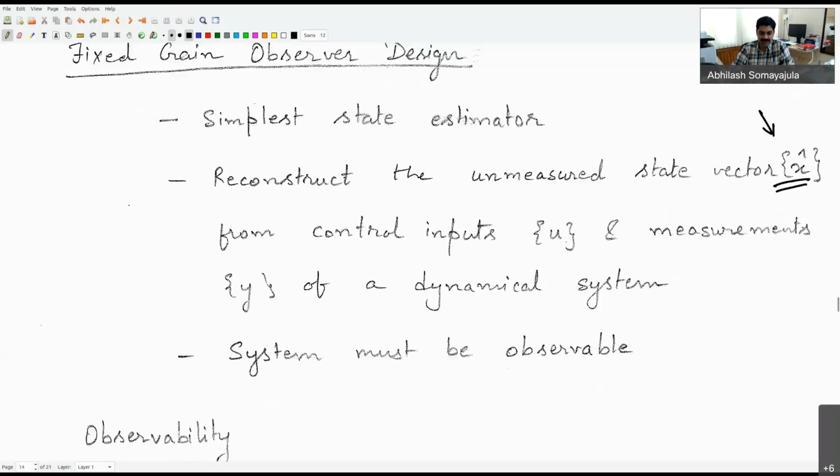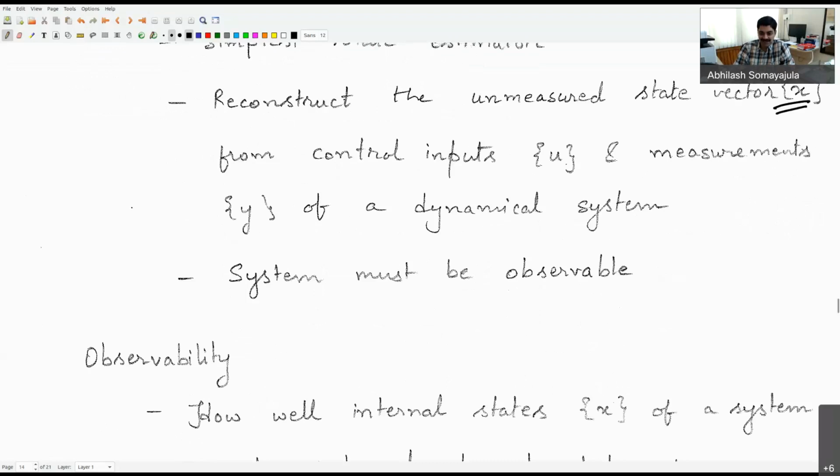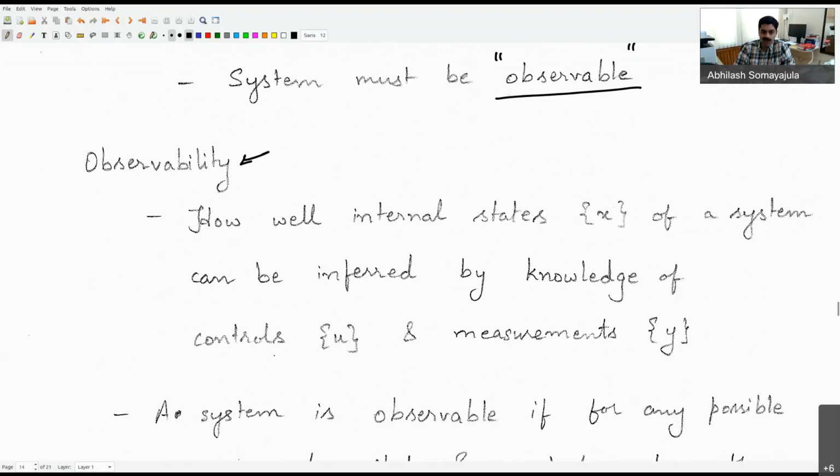So we'll try to formalize this idea of when a system is observable. And this property is defined as observability. So the idea is simply how well the internal states X of a system can be inferred by only using the control inputs as well as the measurement outputs which I'm getting from the system within a finite time. Within a finite time, I need to be able to estimate it. I need to get a good convergence and be able to estimate it.